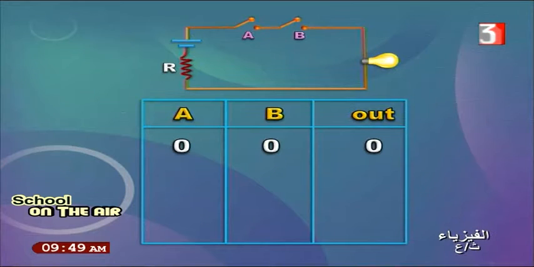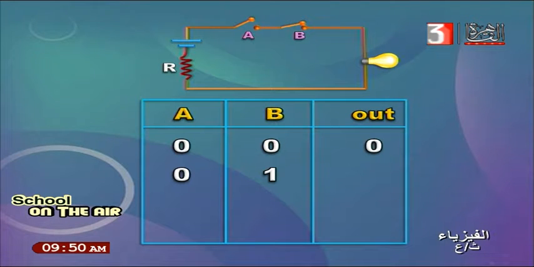If A is equal to 0, what does it mean? Switch is open. B is open. Of course, no current will reach the lamp, so it cannot flow. So the bulb will not glow. So all will be 0. And now, what if I open one of them, A, and close the other? B is closed, it is given 1. But still the current cannot flow to the bulb. So the result is 0 still.